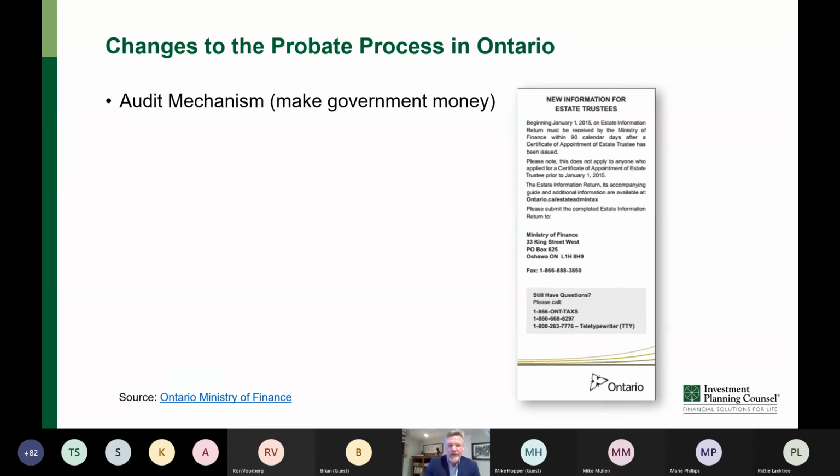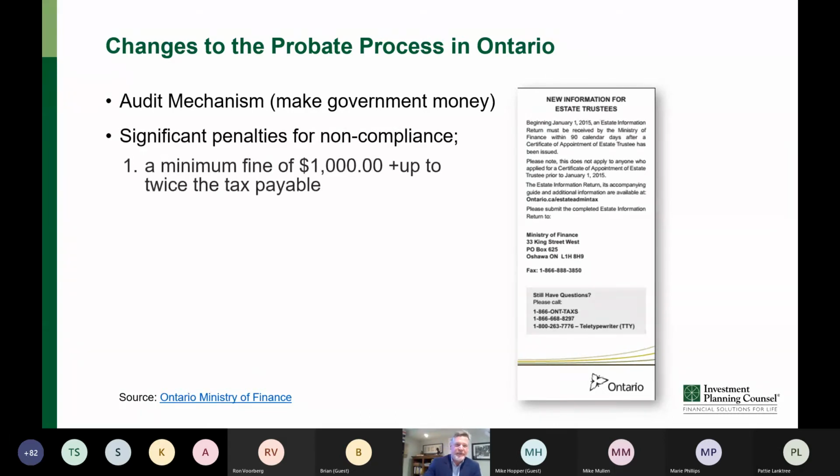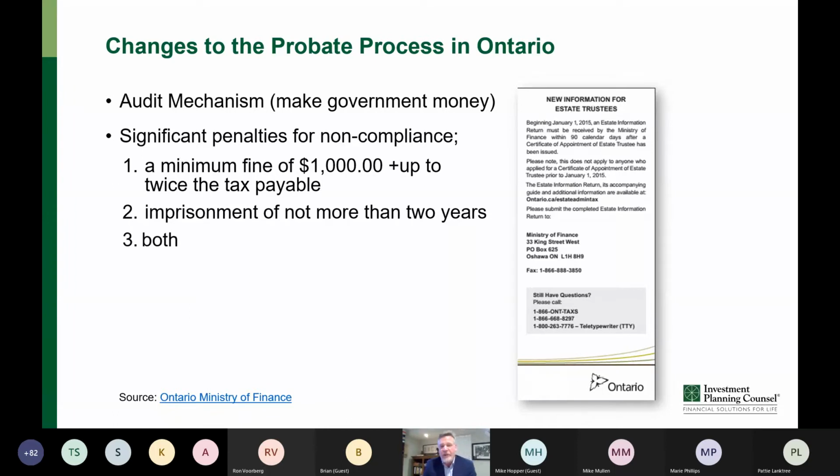So if you don't comply, a number of things could potentially happen. The first thing is you could face a fine of $1,000 or up to twice the tax payable on the estate. Number two, imprisonment of not more than 2 years. And if you're really bad and you don't want to comply, both of those things could apply to you as the executor. So the Ontario government has added additional people and is really starting to scrutinize some of the estates now.